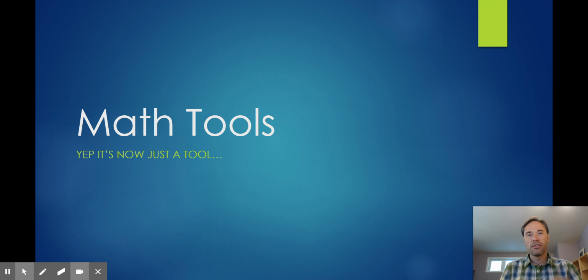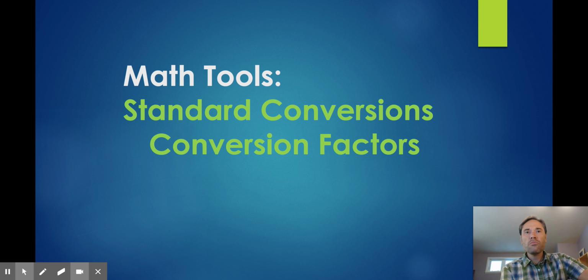And it works with everything. We could even do this with metric units if we wanted to, but metric units, of course, scale nicely by factors of 10 and moving decimal points. This, on the other hand, allows us to convert between things that don't have that same nice relationship. So our work for today is about something that I call standard conversions, using a tool called conversion factors.